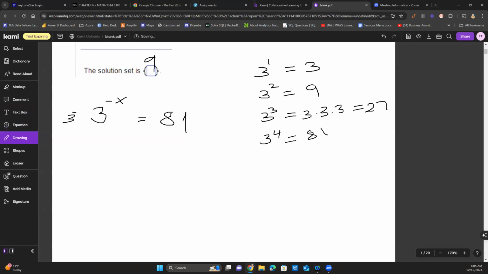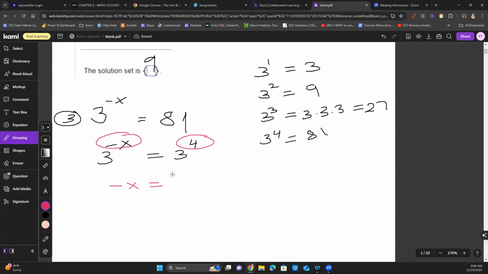So when I see this question on homework as number 3, the first side stays the same, but I'm going to change 81 as 3 to the fourth power. Now I have an exponential equation where the bases are the same. Since both bases are 3, I can just set the powers equal to each other. The power on the first side is negative x, and I'm going to set this equal to the power on the other side, 4.